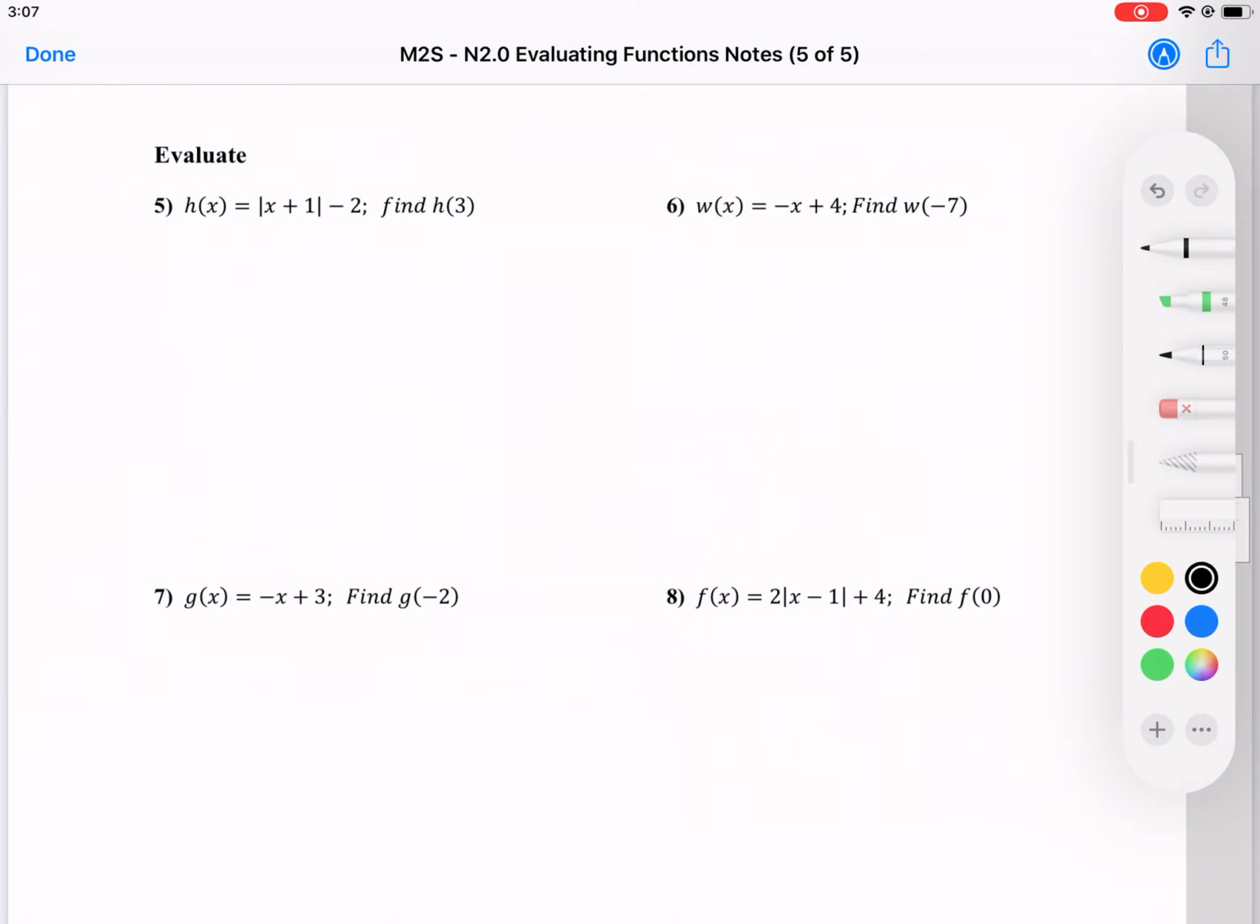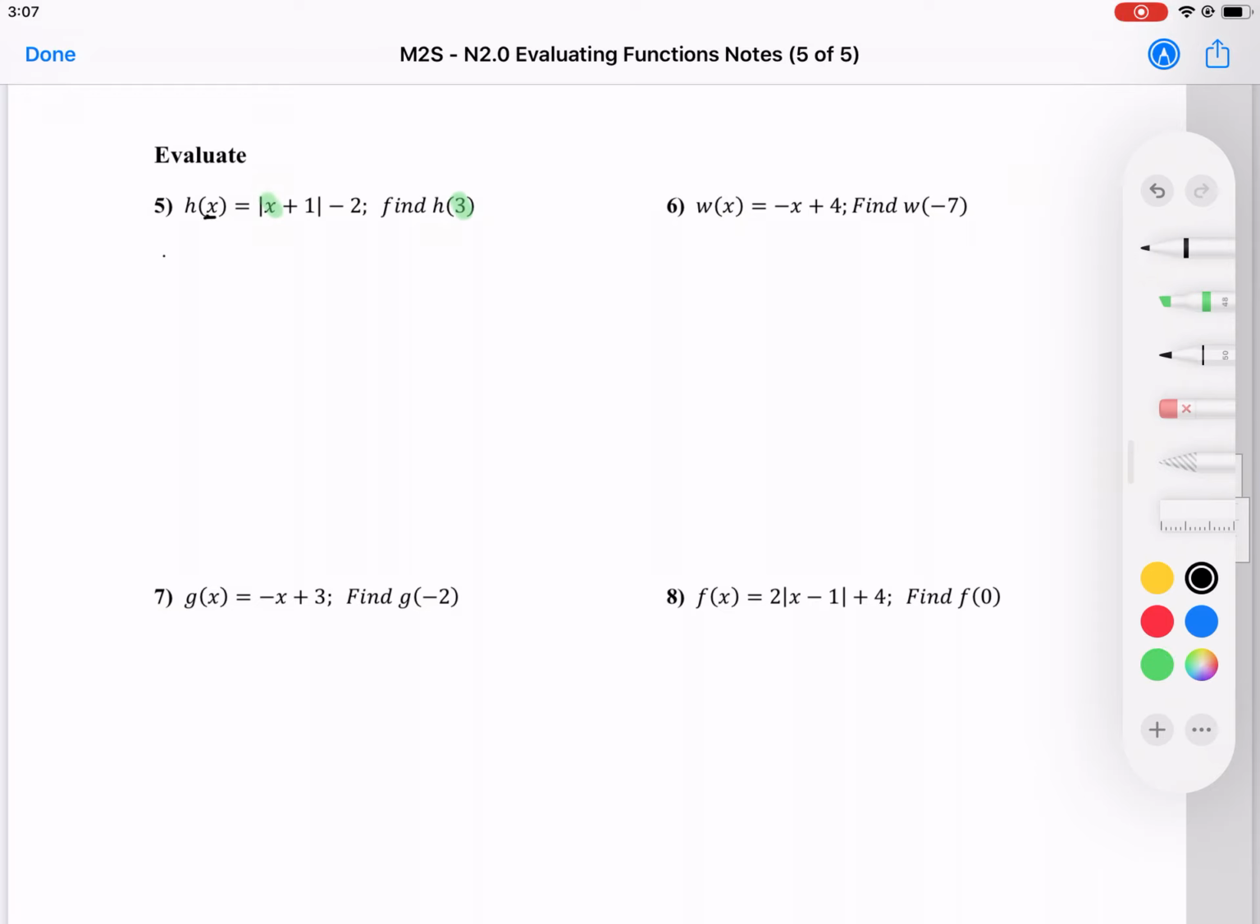Now, something else I noticed on the test was that we weren't doing super well in what I call evaluating functions. It doesn't quite look this way, but I want to practice plugging numbers into different equations and getting the correct number out. So this problem, we've got h of x equal to the absolute value of x plus 1 minus 2. And it says to find h of 3. That means we're going to plug 3 in for our x.